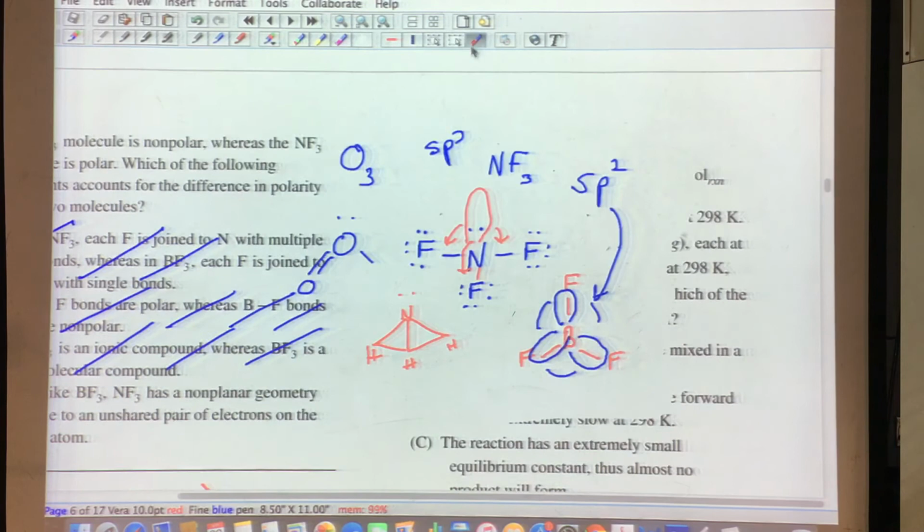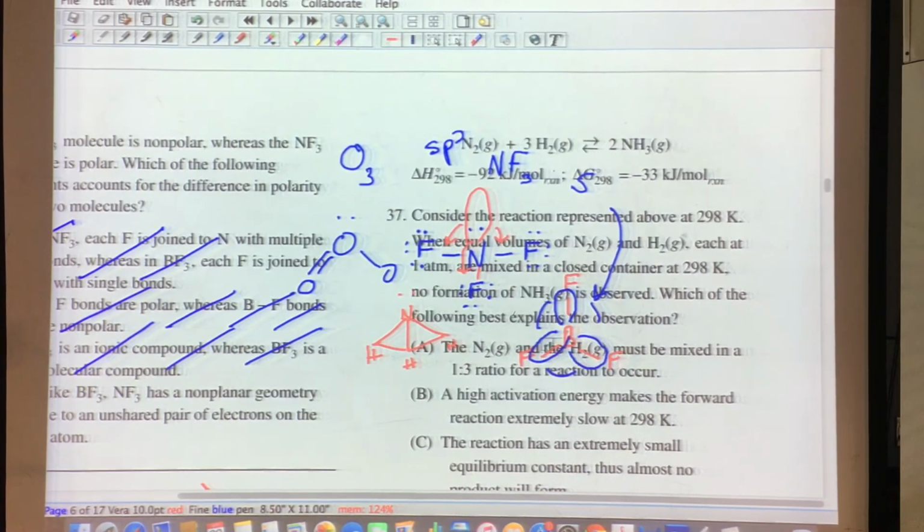Full of sound effects. Honestly, when this backfired. Okay.